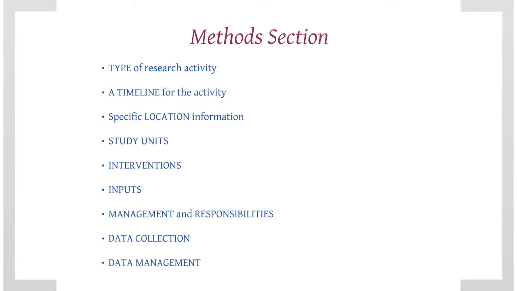Inputs. This should include materials required for the activity. These could be fertilizer, seeds, or translated questionnaires. Management. This is the detail of who is responsible for which part of the activity. Data collection. Which are the key response variables for the activity? How are they to be measured and by whom?